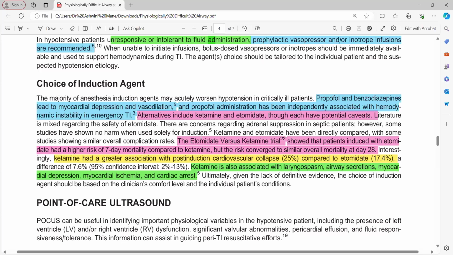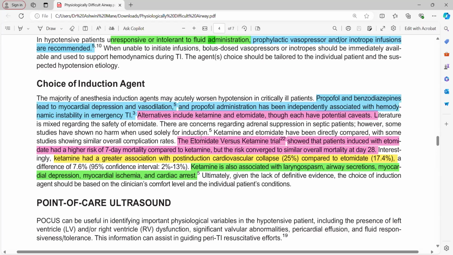But as we look into the literature, there is mixed opinion regarding the safety of etomidate. With etomidate, there are concerns regarding adrenal suppression, and some studies have shown no harm when using it solely for induction. When ketamine and etomidate have been compared directly, the etomidate versus ketamine trial showed that patients induced with etomidate had a higher risk of 7-day mortality compared to ketamine, but the risk converged to a similar overall mortality at 28 days.